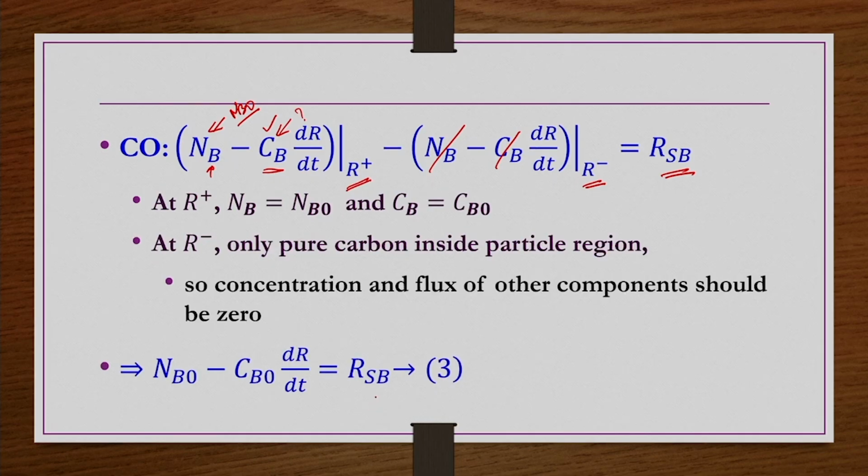Fine. So, here the flux and the rate of reaction both are related to dr by dt. First case, only rate of reaction was related to dr by dt in the case of carbon particle. In the case of oxygen, only flux Na naught was related to the rate of reaction, right. In the case of carbon monoxide, both flux and rate of reaction are related to dr by dt, right. Now, we look at the stoichiometry.